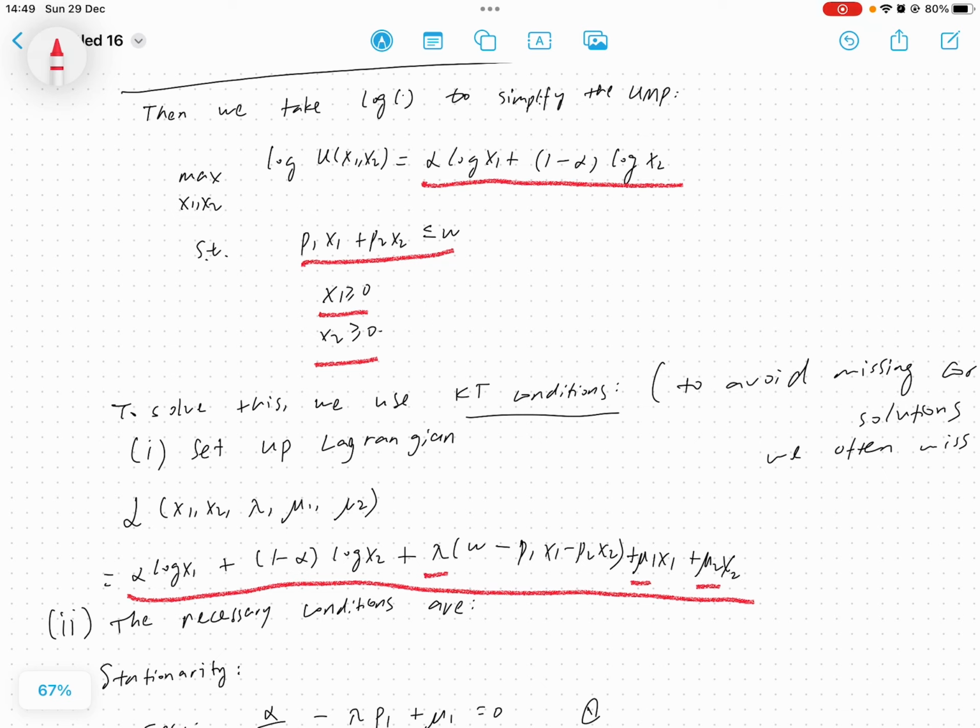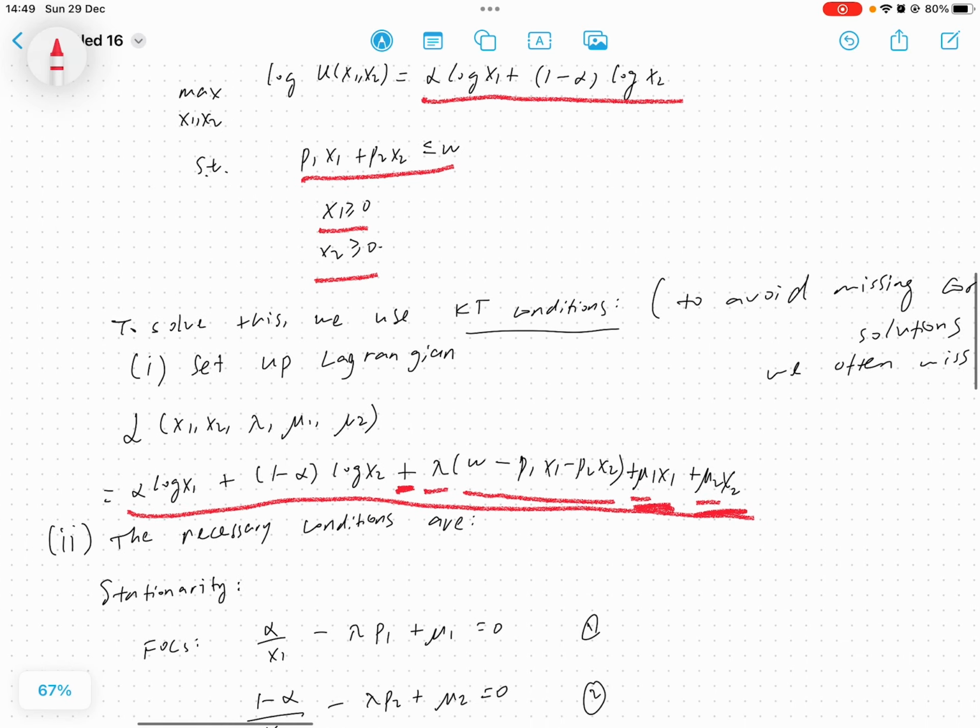We need to arrange those inequalities with the correct direction, such that w minus p1 x1 minus p2 x2 has to be greater than or equal to 0. In this direction, we can put a positive sign here. Then we do the same thing for the second and third constraints, and we add those up together to set up this Lagrangian. Good, so that'll be the first step.